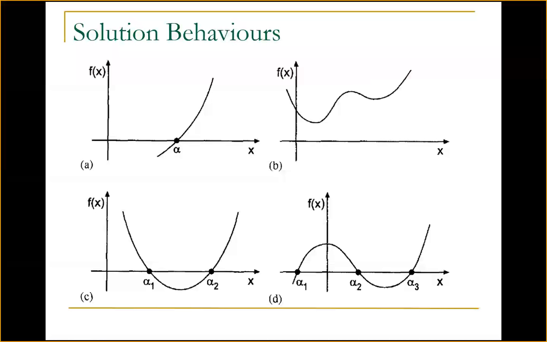Case D. Obviously, 3 solutions. A problem with case D is that it can be mistaken for case A, because on one side it's large x, large y, and on the other side it's small x, small y. So you get a root and you think it only passes through y equals 0 once. Understand?